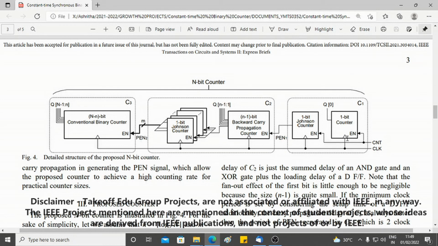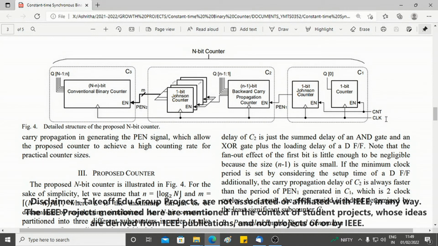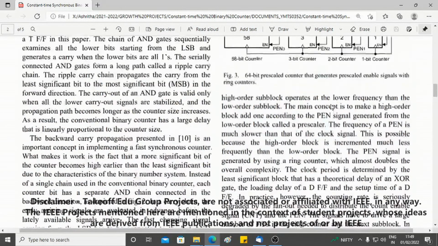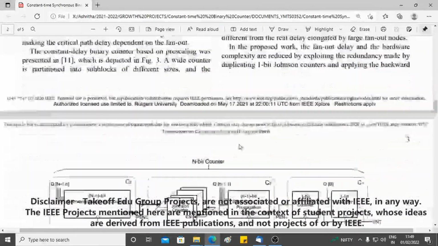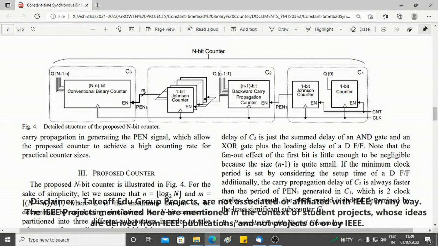In the C1 counter, whatever the CNT signal is, it is propagated to a 1-bit counter as well as a 1-bit Johnson counter. Here the Q0 output is generated from the C1, as well as the second enable signal to the C2, which is pen1. Based on this pen1, the n minus 1 bit backward carry propagation, which we have seen in the figure 2 implementation, is implemented, and the n-1:1 outputs are generated. Based on the AND operation of these signals, which act as enable signals to the 1-bit Johnson counters, duplicated multiple times, the pen2 signals are generated, which are the third enable signal to the third block.